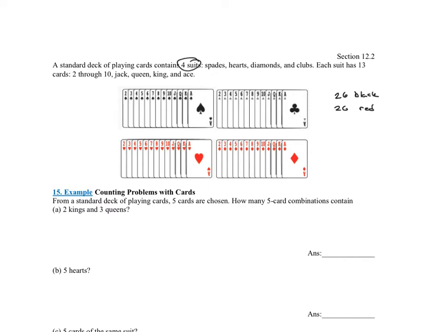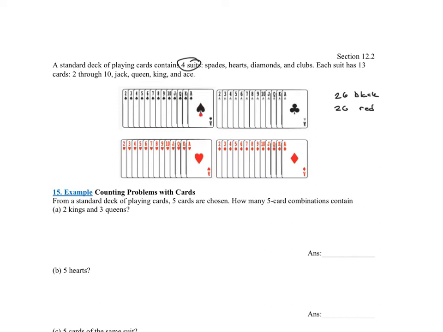The 4 suits that you have are spades, which is this first one right here, hearts, which is this one on the bottom left, diamonds, the one on the bottom right, and clubs, the one on the top right. Each of those 4 suits has 13 cards, the numbers 2 through 10. They have a jack, a queen, a king, and an ace.